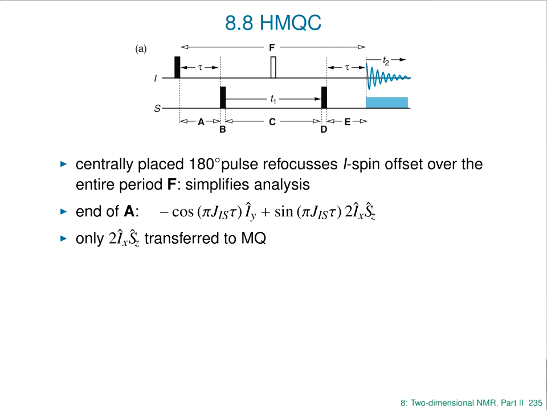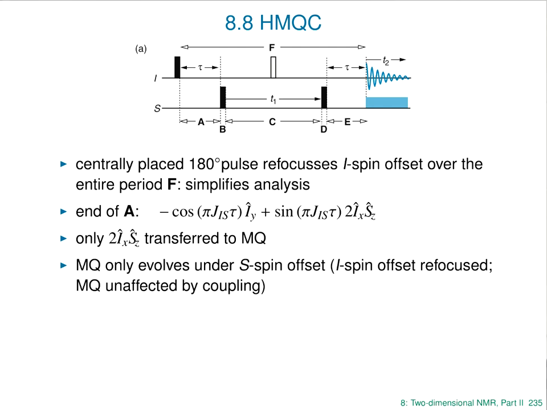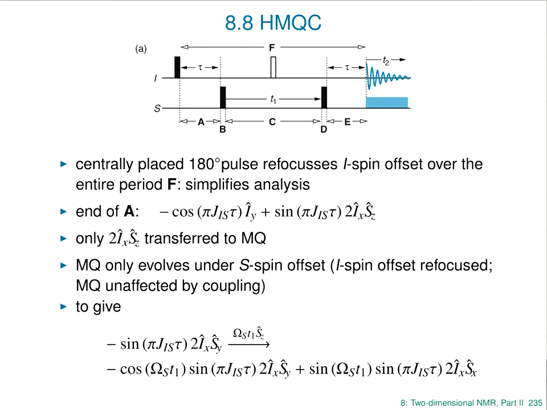The next thing you need to remember is that when the multiple quantum evolves, we've already decided we're going to ignore the effect of the I spin offset. So the only thing affecting the multiple quantum will be the S spin offset. You'll remember that the coupling between I and S doesn't affect the evolution of the multiple quantum, so we can ignore the coupling. So the end of all of that is that the multiple quantum term 2IXSY, which is formed by the pulse B, we only have to worry about its evolution under the S-spin offset. So that gives me a term 2IXSY and a term 2IXSX. So that's got me to the end of period C.